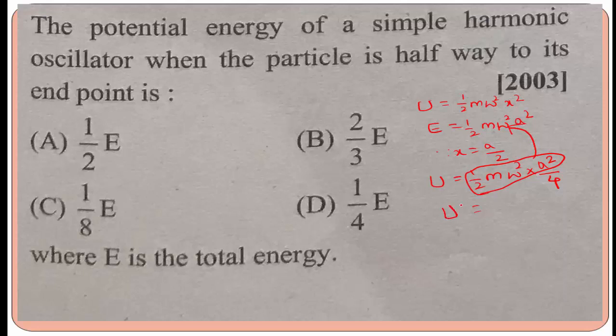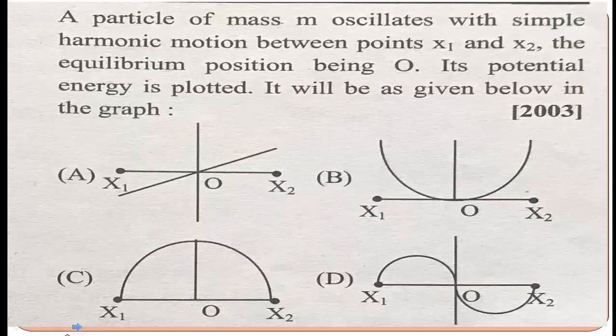Now I can write this equation. U is equal to E divided by 4, or U is equal to 1 divided by 4 into E. Option D is the right answer. Here E is the total energy, the potential energy of a simple harmonic oscillator when the particle is halfway to its end point. The option is 1 by 4 times its total energy. Option D is the right answer. Next problem.